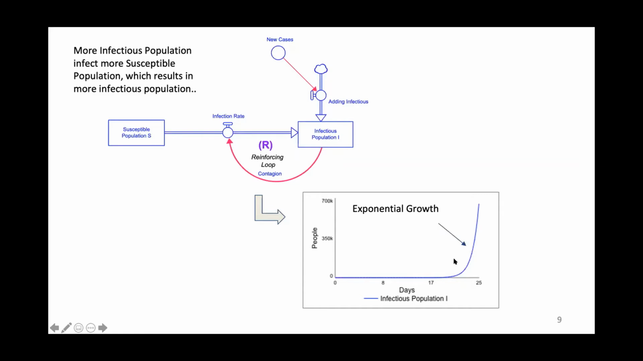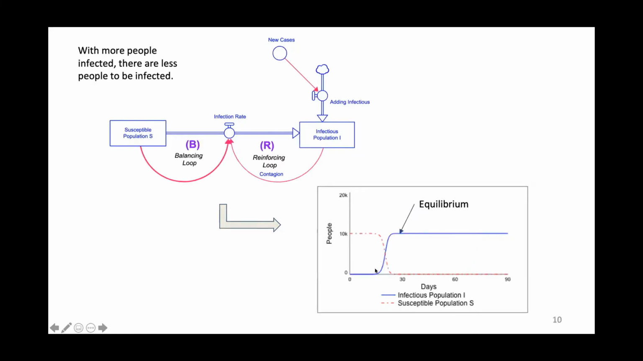The question comes: will this growth continue forever? We know already that probably it won't, because we see that there is somehow an equilibrium at a certain point. And the reason this doesn't continue to grow is because as more people are infected, there are fewer people susceptible. And we call this a balancing loop, which is simply balancing the growth, stopping the growth from continuing.